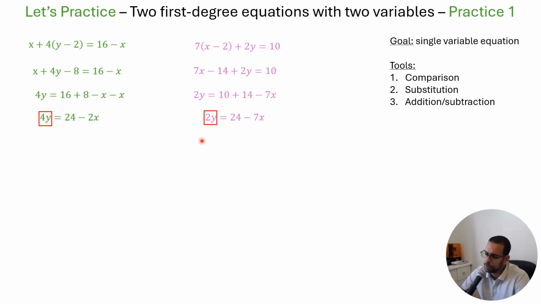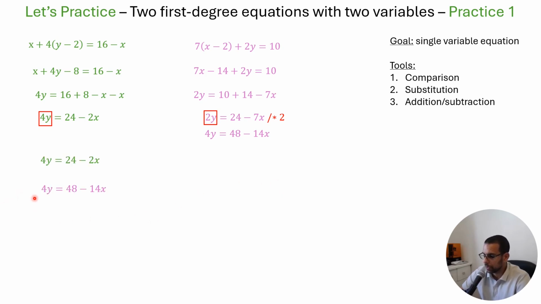And I see a potential here for comparison, that I can compare these equations together and get a single variable equation. How? I notice that if I multiply this equation by 2, I'm going to get a 4y. Multiplying the equation means that I multiply the left side and the right side by the factor of 2. And then I get a 4y here. And then I have a 4y here and 4y there. Let's put this equation on top of the other.